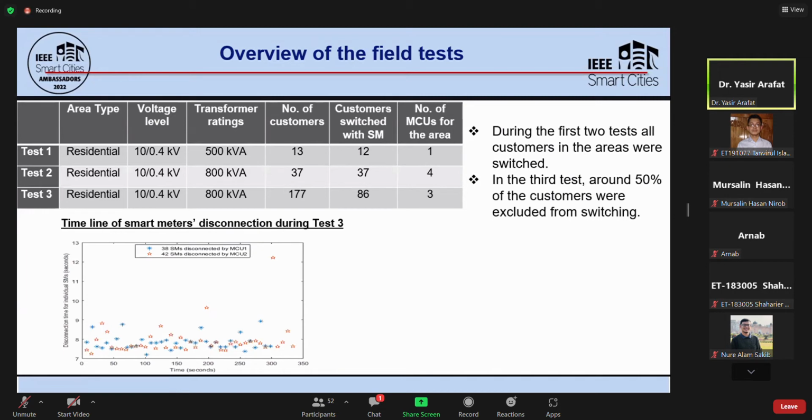For example, under MCU1, there are 38 smart meters. It would disconnect first one, then the second one, then the third one. So here is the timeline of how long it took to disconnect all the smart meters under MCU1, and here's the timeline for MCU2. This is the information that we got from the central system, because when a meter gets disconnected, it sends a confirmation message to the central system. So from the central system, we can see how many meters got disconnected and how many of them failed to disconnect.